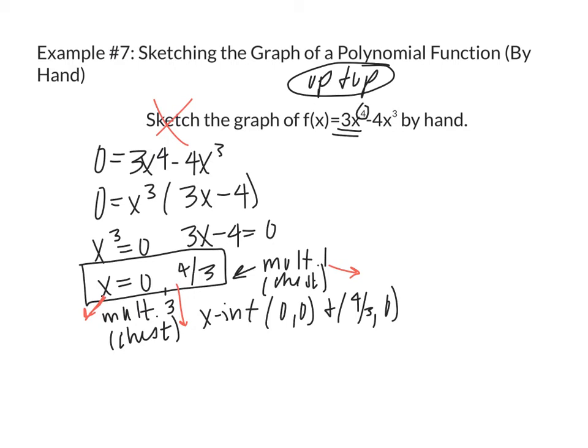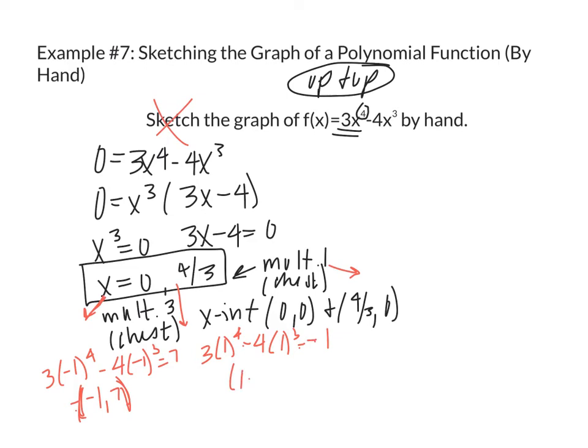So if I substituted -1 back into our function, I would get a value of 7. So that means that that ordered pair is (-1, 7). So that's another point that I have. A number between 0 and 4/3 is 1. So 3 times 1 to the 4th minus 4 times 1 cubed. That would give you -1. So that point is (1, -1).